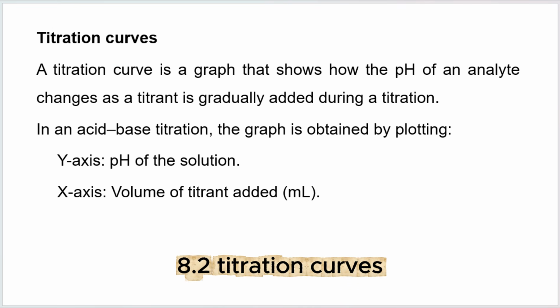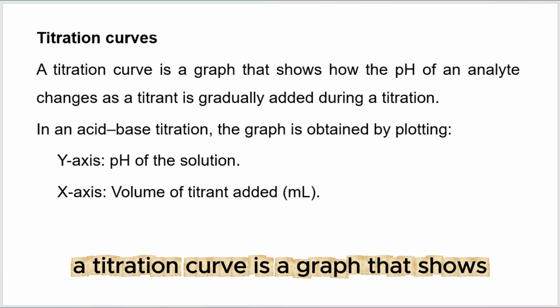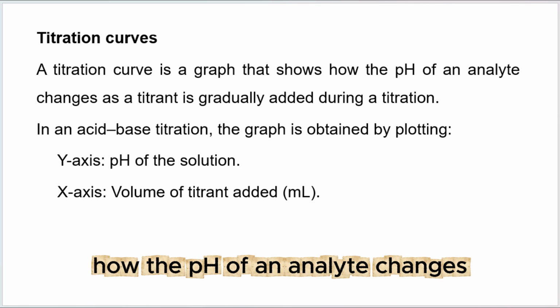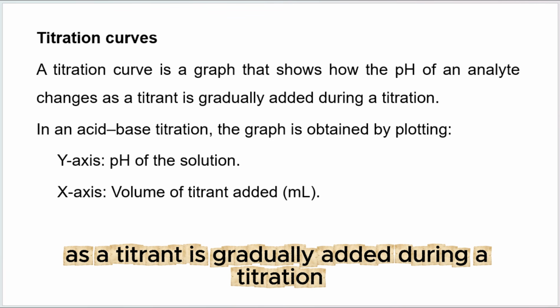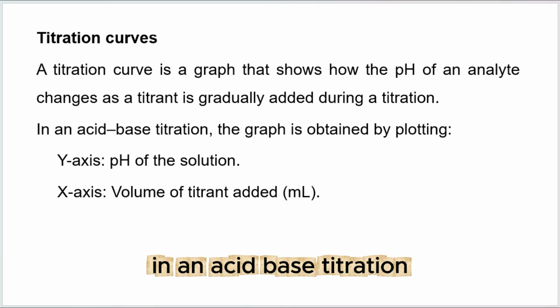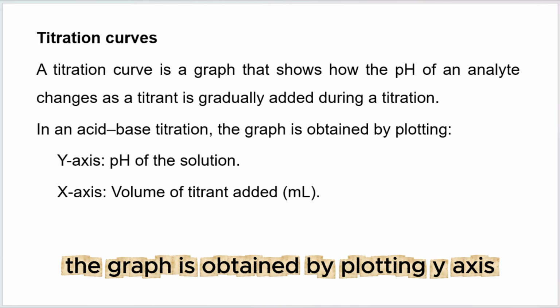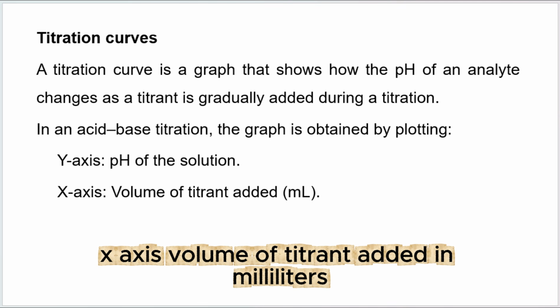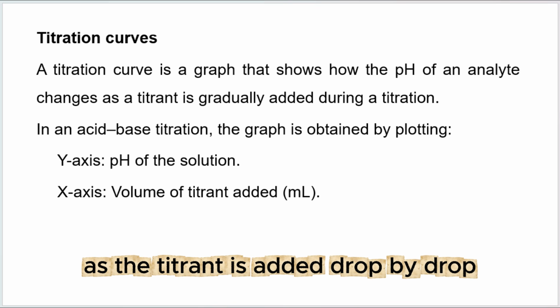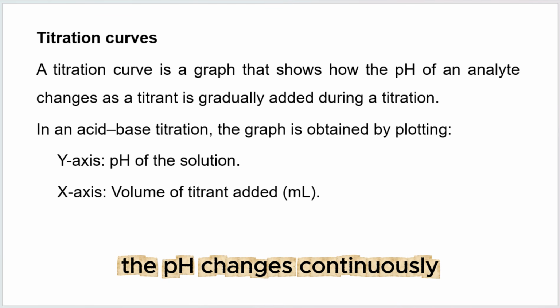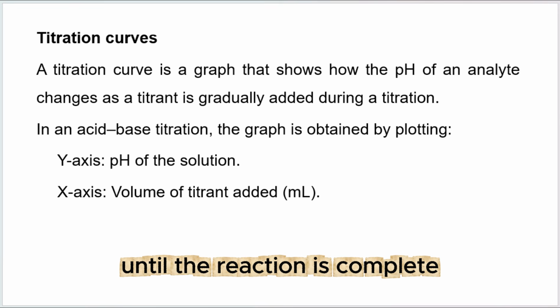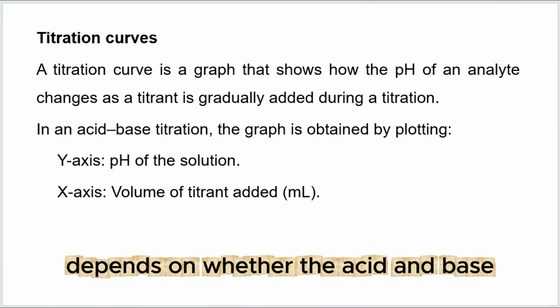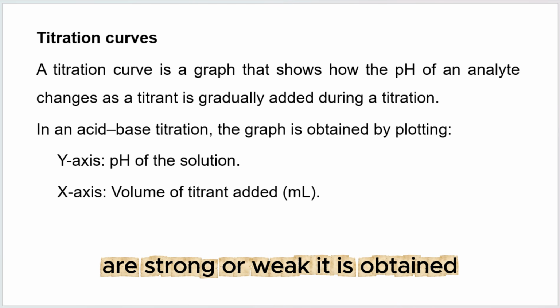8.2. Titration curves. A titration curve is a graph that shows how the pH of an analyte changes as a titrant is gradually added during a titration. In an acid-base titration, the graph is obtained by plotting, on the y-axis, the pH of the solution, and on the x-axis, the volume of titrant added in milliliters. As the titrant is added drop by drop, the pH changes continuously until the reaction is complete. The shape of the graph depends on whether the acid and base are strong or weak.